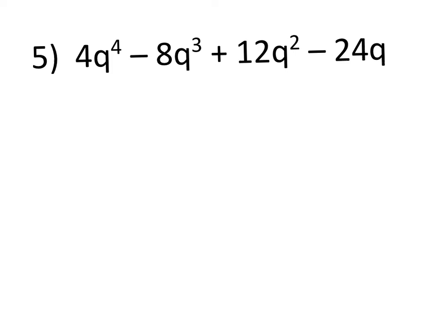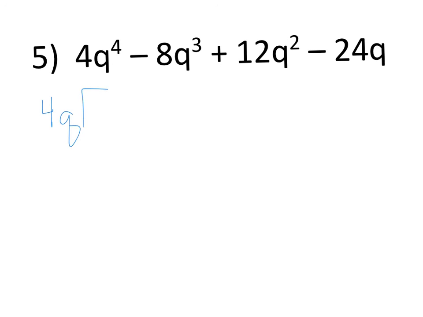Now, if I look at this, these are all evens, so I know at least a 2 is going to come out. And in this case, if I do a little more thinking, actually a 4 would come out. So all of these are divisible by 4. The other thing I need to look at is notice how I have a Q in all of them. So first step is to actually pull a 4Q out. This is the first time we've seen a GCF in all 4 parts.